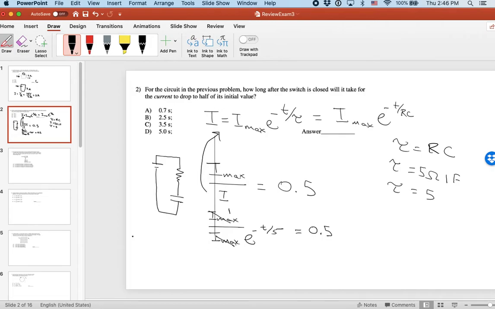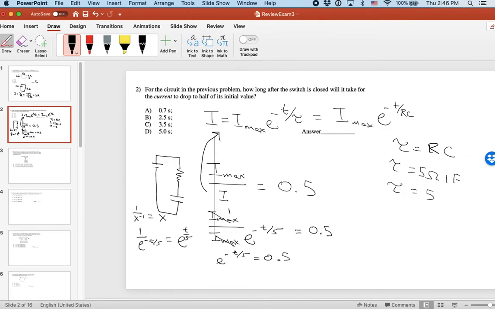And I know that 1 over e to the negative something, so t over 5, is the same as e to the t over 5. So this is the same as like 1 over x to the minus 1 is the same as x. So I'm going to plug that in. So I'm going to have e to the t over 5 is equal to 0.5.